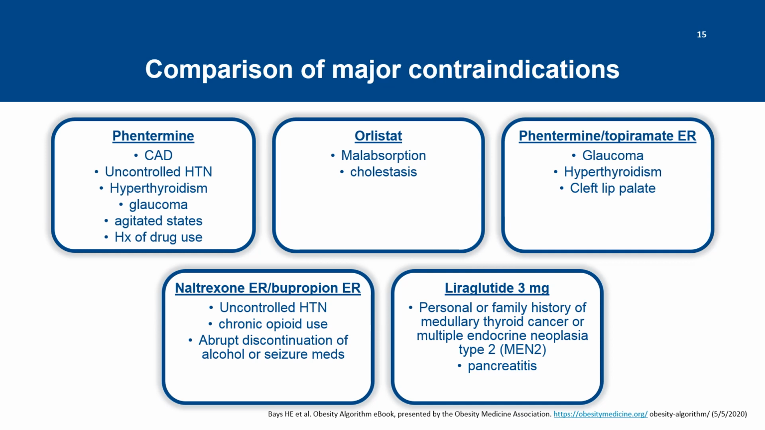control, the naltrexone bupropion combination, avoiding in those who use opioids for chronic pain management, and then the 3 milligram liraglutide, avoiding in patients with a personal or familial history of thyroid cancer, particularly the medullary thyroid cancer or multiple endocrine neoplasia, and then with a history of pancreatitis.